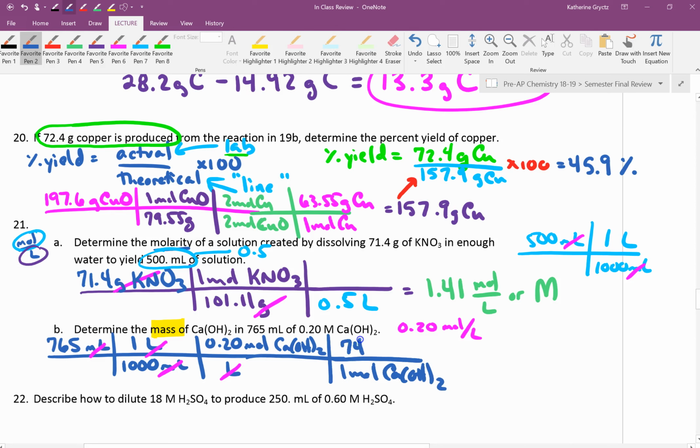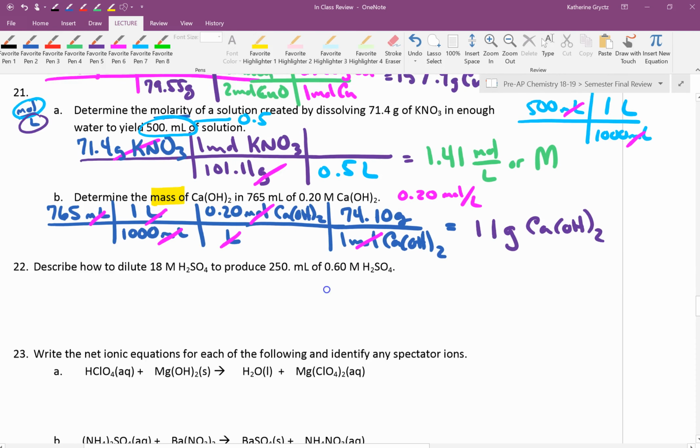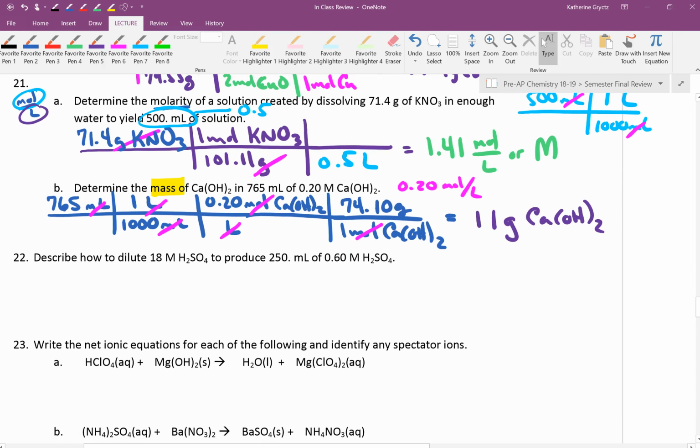Alright, so calcium hydroxide has a molar mass of 79.10 grams per mole. And then we can calculate this, because now we have grams. Alright, so I calculate this and I get 11 grams. Okay, and I did 2 sig figs because the 0.20 has 2 sig figs. So there's my mass of calcium hydroxide. Okay, so that's basic stoichiometry with molarity, being able to use that big M and solve for the big M.